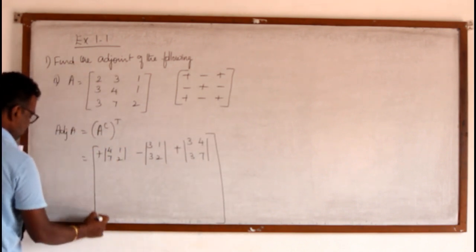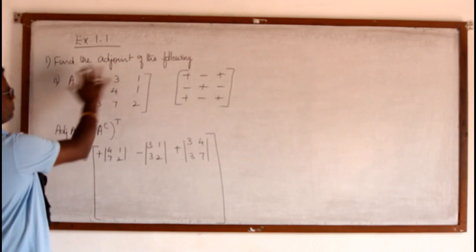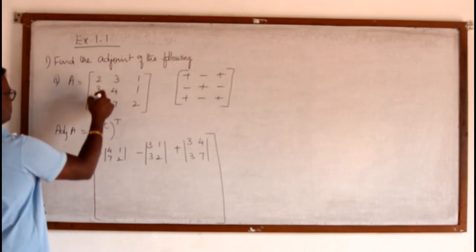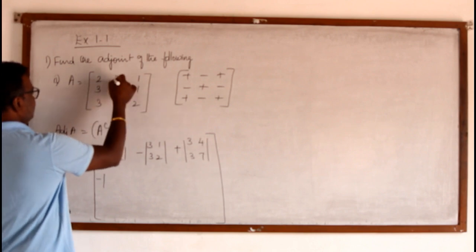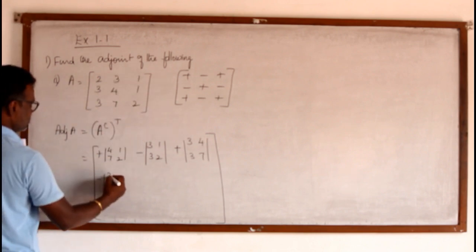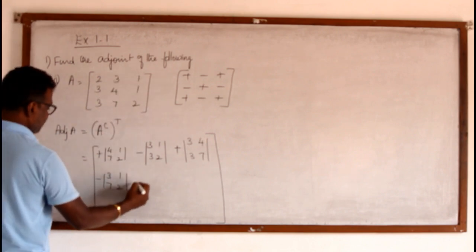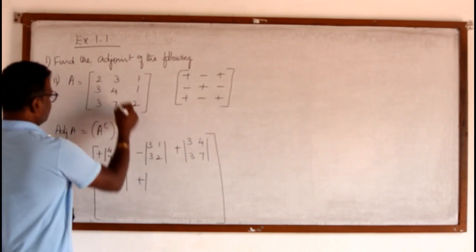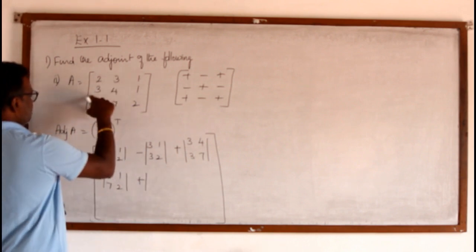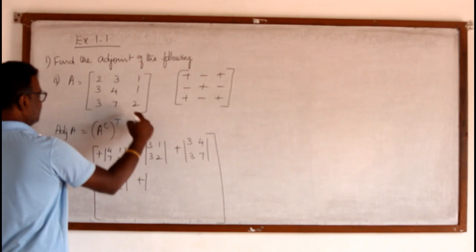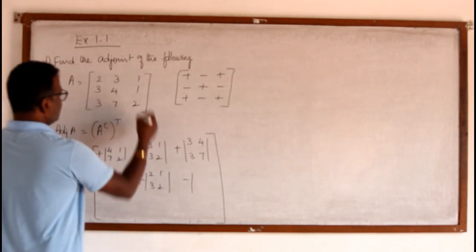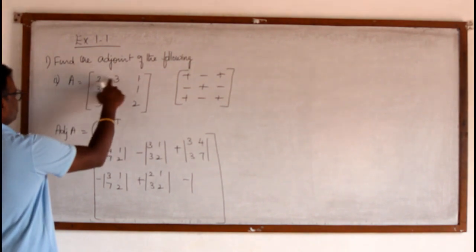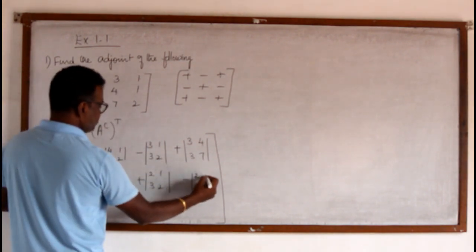So I have to find out the determinant, the cofactors for each element. Now next one is minus. Omit the row and column of this 3. 3, 1, 7, 2. Then plus. For the middle number 4, omit this row and column of this 4, you get 2, 1, 3, 2. Minus. Omit the row and column of 1, 2, 3, 3, 7.